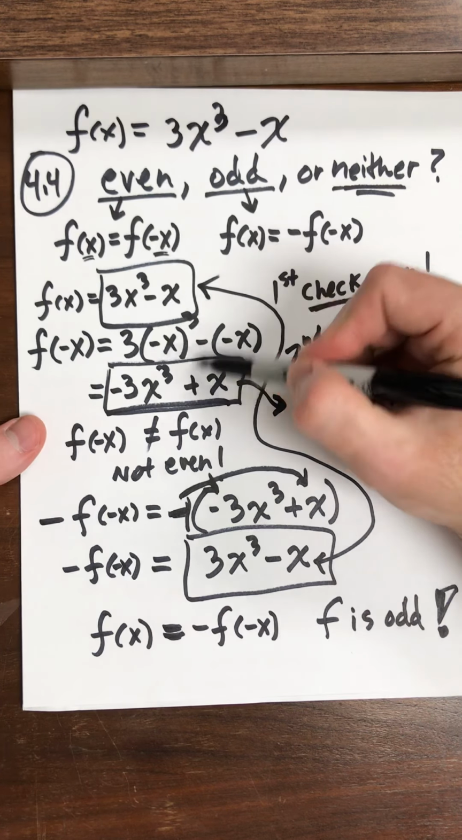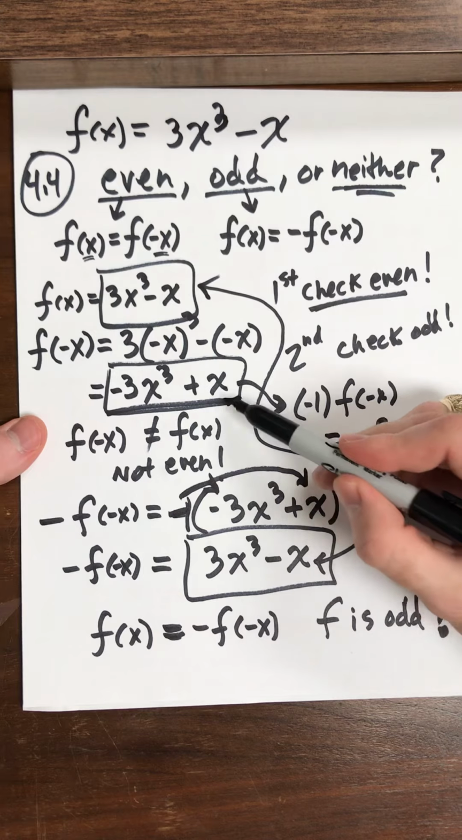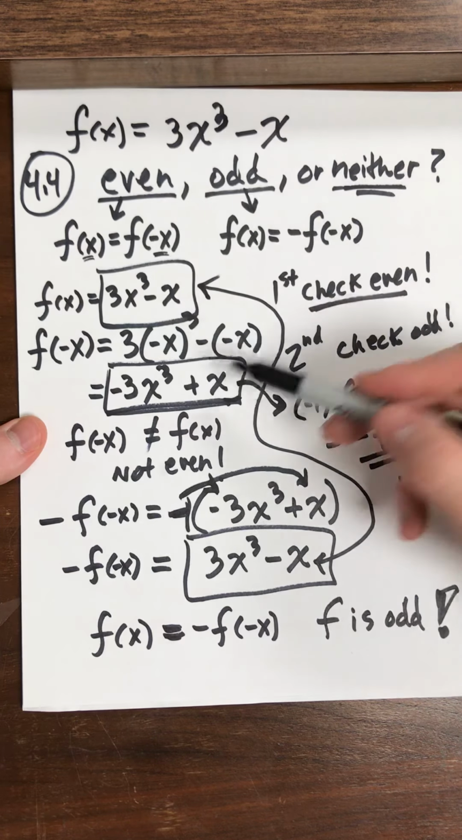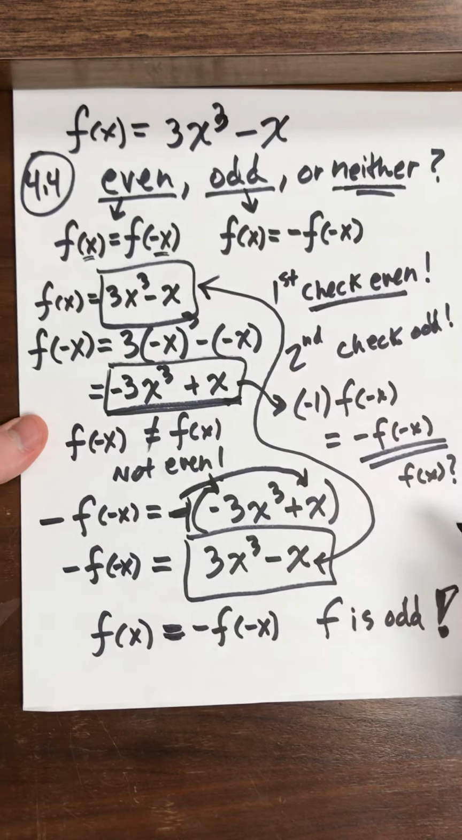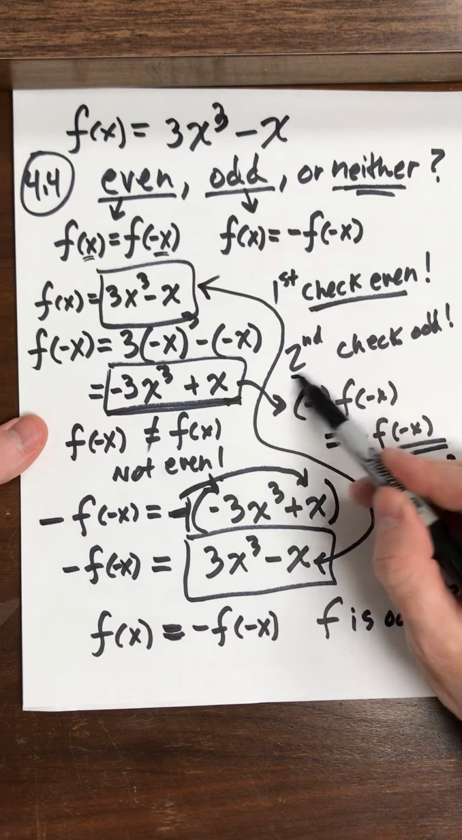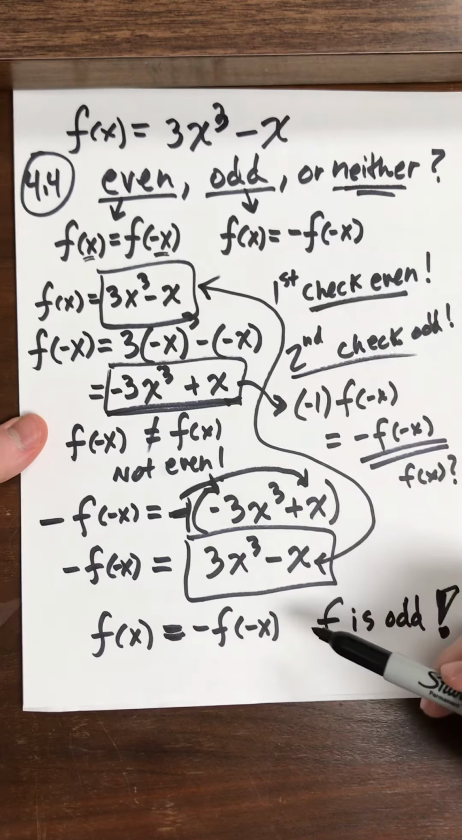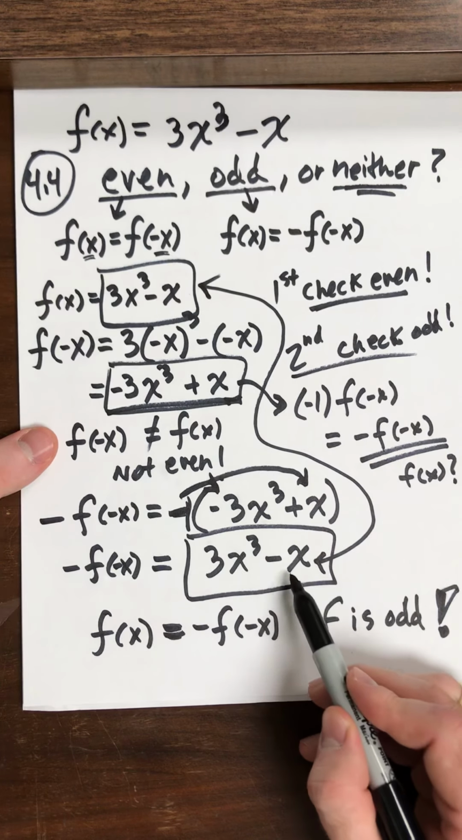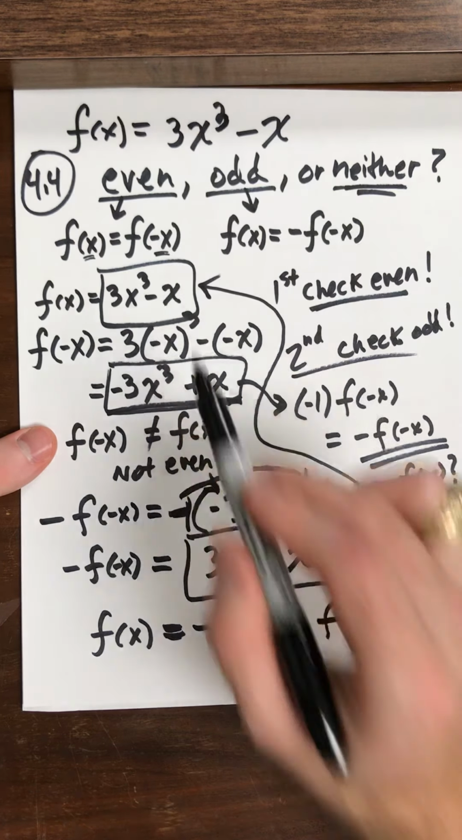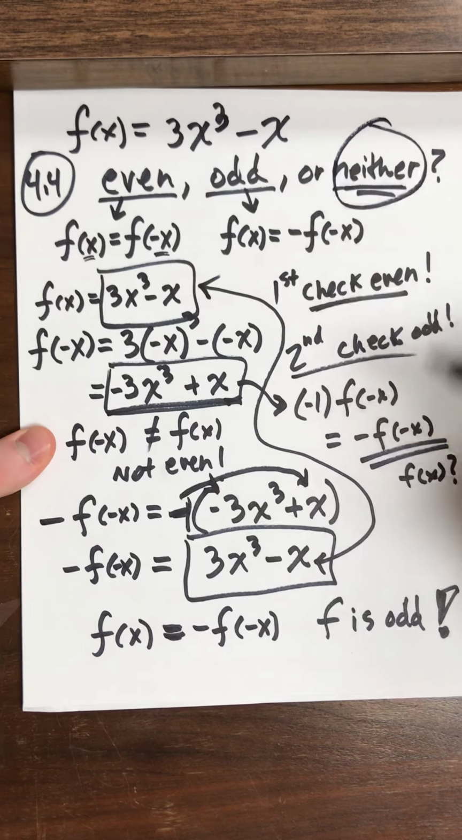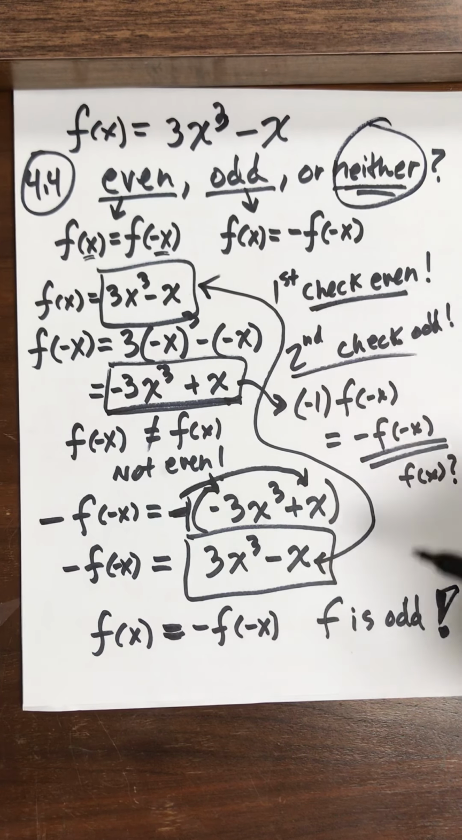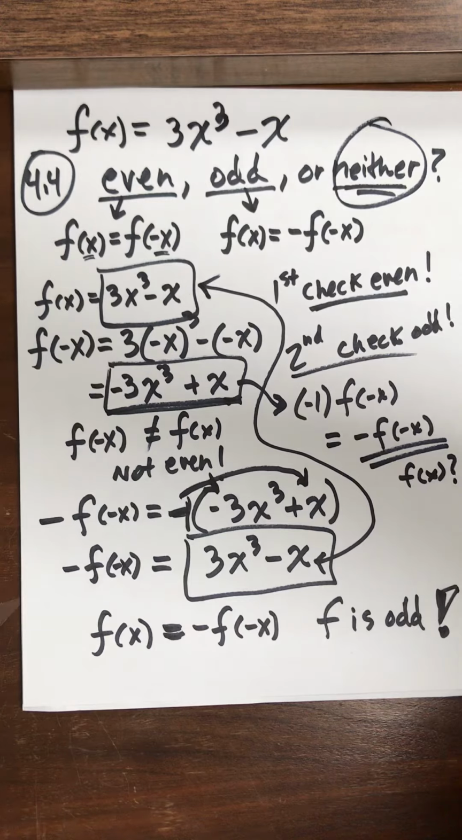Okay, so if we had come to this point and we figured out, oh, look, it's the same, then we would have said it was even and we would have been done. But since it wasn't, the second thing I check is to multiply through by negative 1 to see if it's odd. If this had not worked, maybe it didn't equal the original, then I would have circled neither. Okay, so that's my process on how I check for even or odd functions.